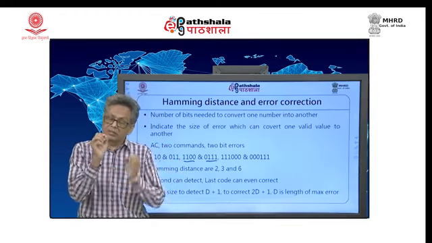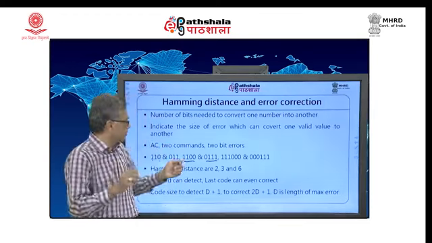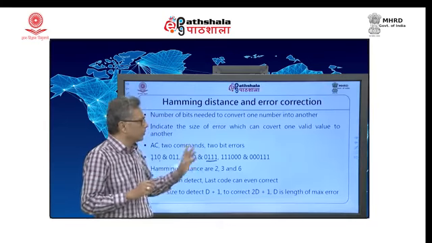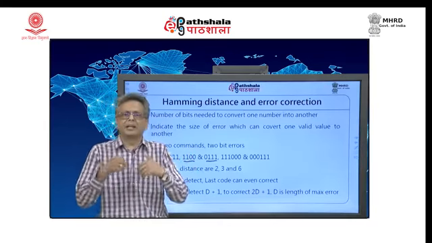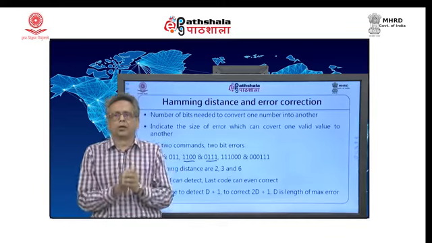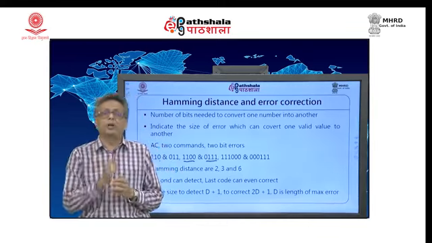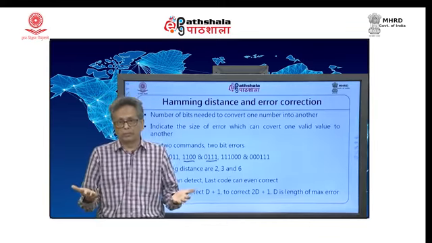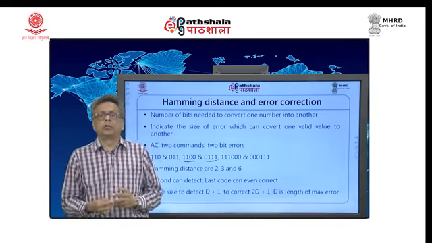The code is erroneous, because if you change any 2 bits of this particular code, what you get is an invalid code. So, you know that there is something wrong. So, you can detect the error, but will you be able to correct that error? You will not, because you do not really know what the original value is.